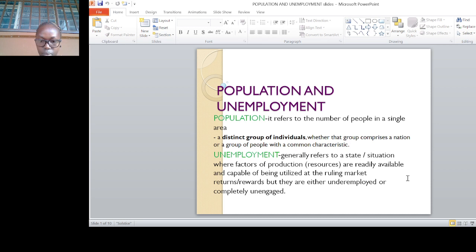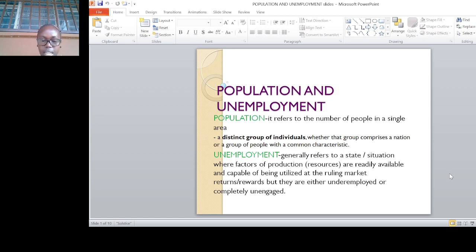We are going to deal with population and unemployment, whereby we are going to define some terms. The first term is population. It refers to a number of people in a single area, whether that group comprises a nation or a group of people with a common characteristic.